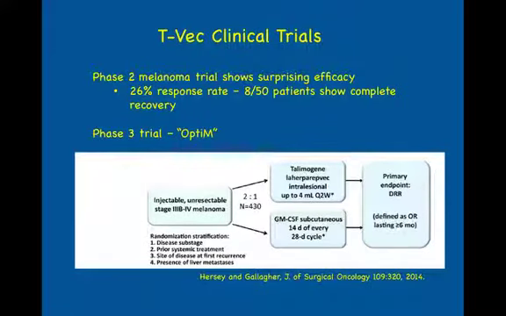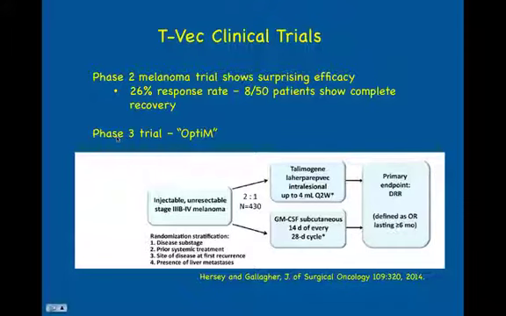TVEC clinical trials: there's a phase 2 melanoma trial that's fairly effective, 26% response rate that shows complete recovery. There's probably more responding to the therapy, but not as effectively, which is always the problem with chemotherapeutics and treating cancers, because all cancers are completely different. Even within the same tumor, you'll have so much mutation that something that might be really effective against tumor on the outer shell might not affect something on the inside of the tumor at all.